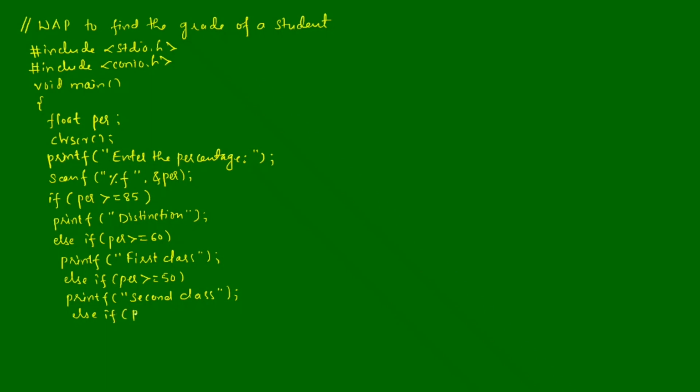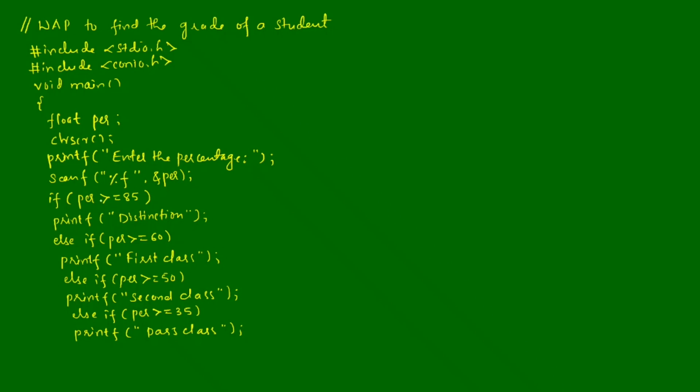Else if percentage is greater than or equal to 35, then we have to print pass class. I'm going to write here printf statement. In a double quotation mark, I'm going to write pass class.